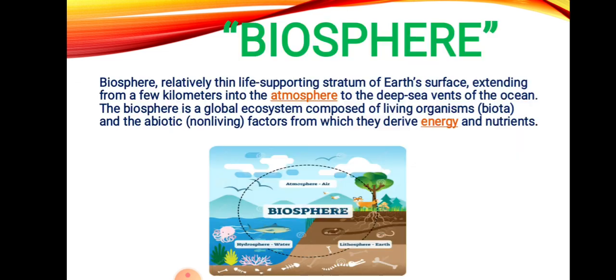Then next we discuss the biosphere. So what is biosphere? Biosphere is a thin life-supporting stratum of earth's surface. That environment extends from a few kilometers into the atmosphere to the deep sea vents of the ocean. So the biosphere is called a global ecosystem and it is composed of living organisms, biota, and non-living factors, abiota, from which they derive energy and nutrients. That means from the non-living factors the living organisms can derive energy and nutrients.